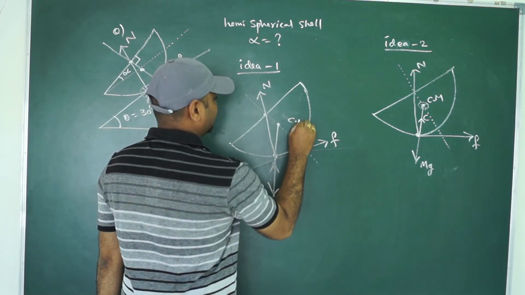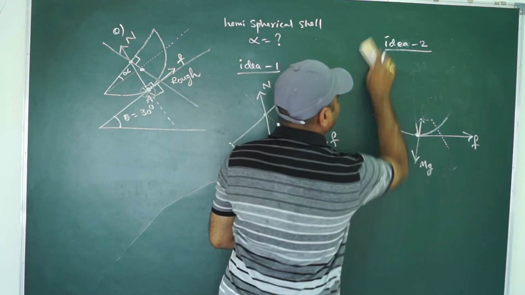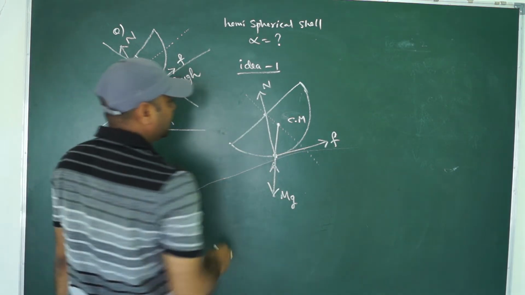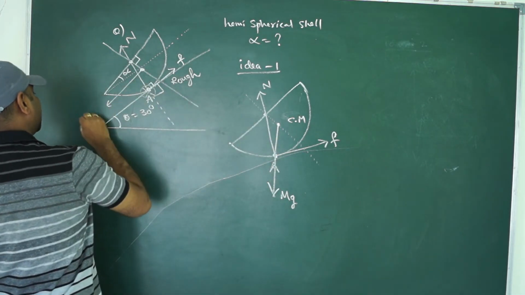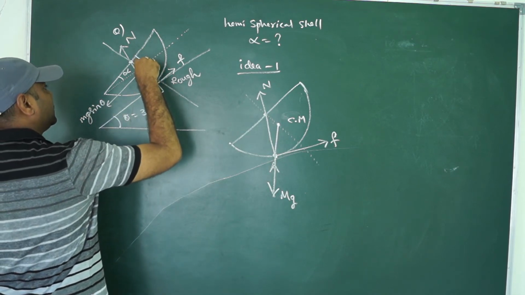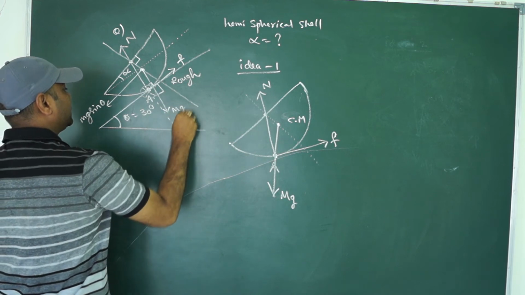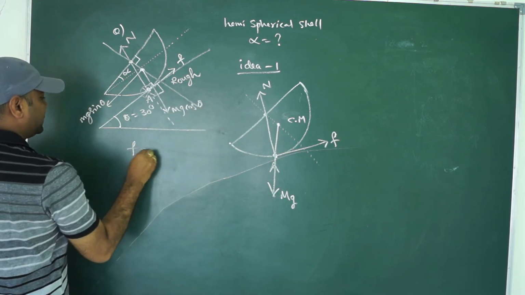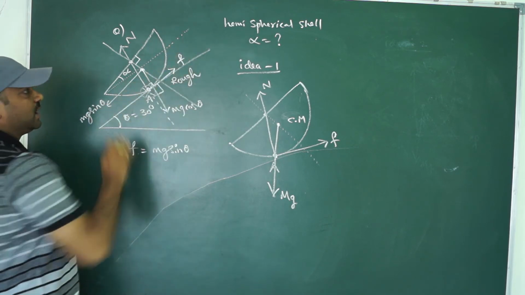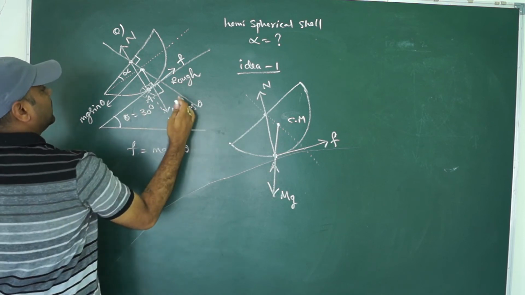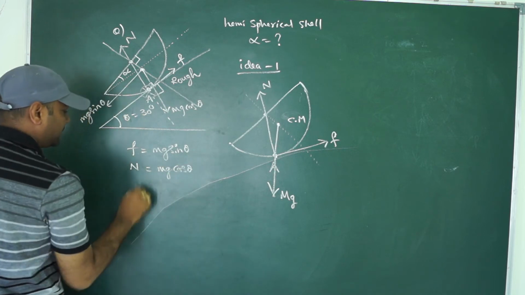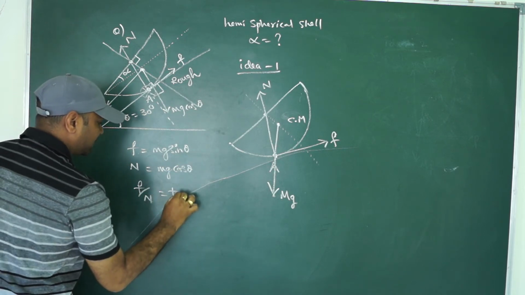Okay, as I want to find out the alpha value, now I am rubbing this part. You can solve it any way. I am taking this as the diagram. Then I can write mg sin theta will act downward. Then mg cos theta will be perpendicular to the inclined plane. So I can write friction should be equal to mg sin theta, balancing linear equilibrium. Upward force is equal to downward force. And similarly, normal reaction is equal to mg cos theta. Then I can write friction by normal reaction equals tan theta.